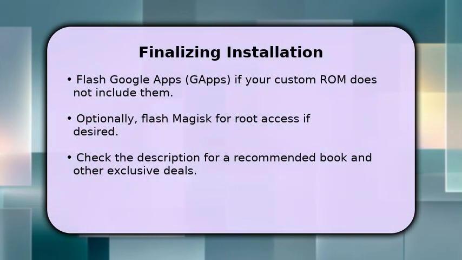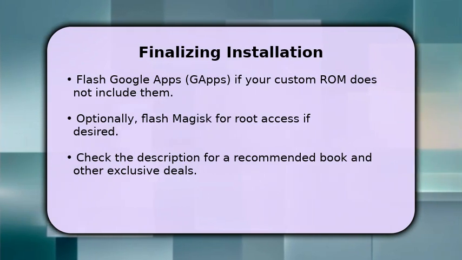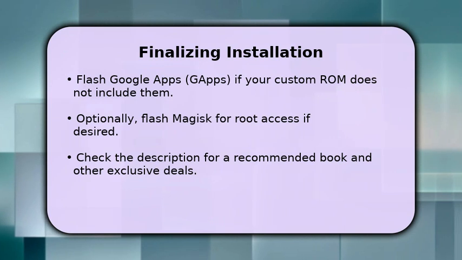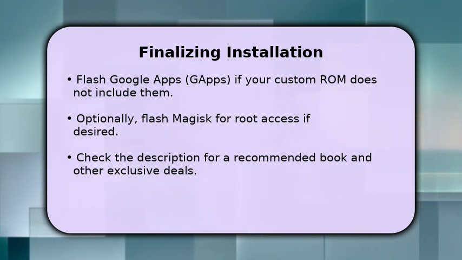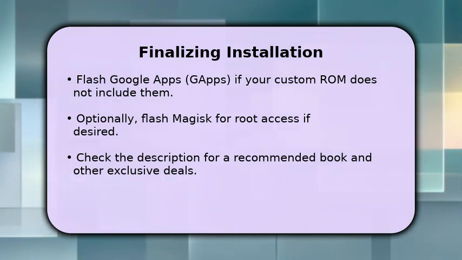After flashing the main ROM, you might need to flash Google Apps, or G-Apps, separately if your chosen Oxygen OS custom ROM doesn't include them by default. Optionally, you can also flash Magisk for root access if you wish to further customize your device.